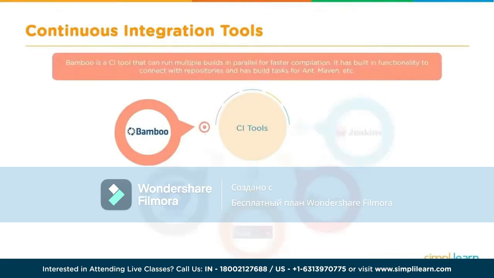So Bamboo is a continuous integration tool that specifically runs multiple builds in parallel for faster compilation. So if you have multiple versions of your software that runs on multiple platforms, this is a tool that really allows you to get that up and running super fast so that your teams can actually test how those different builds would work for different environments. And this has integration with Ant and Maven and other similar tools.